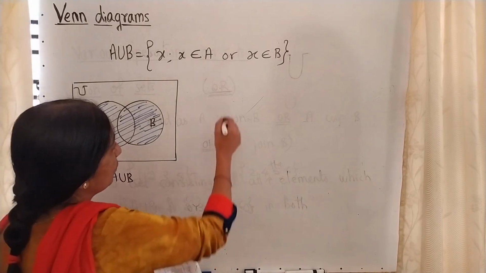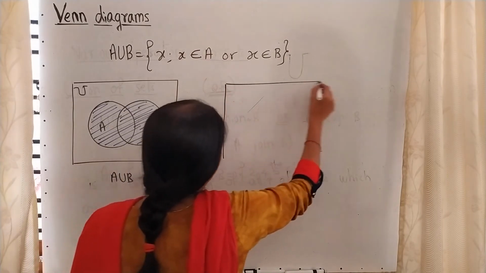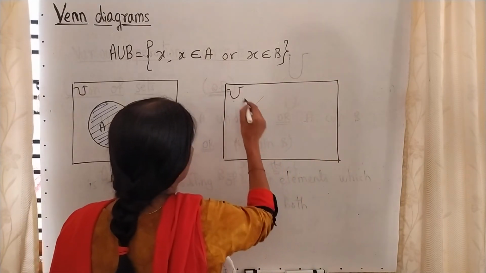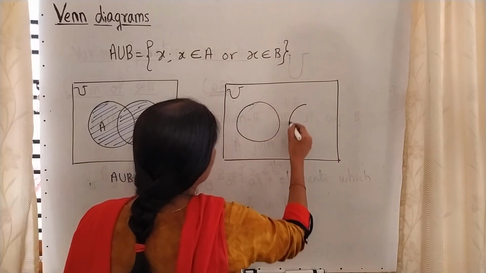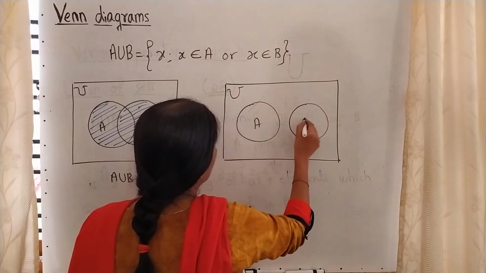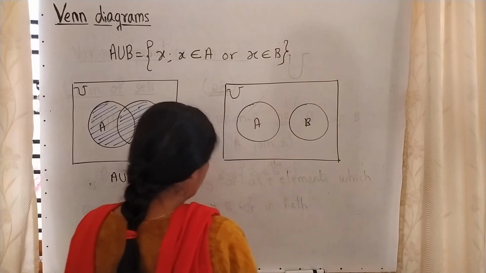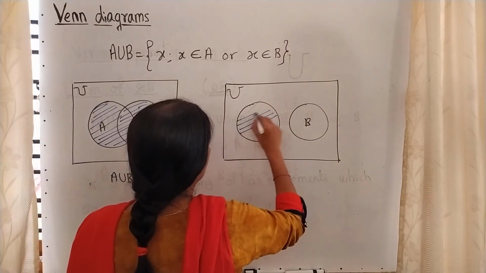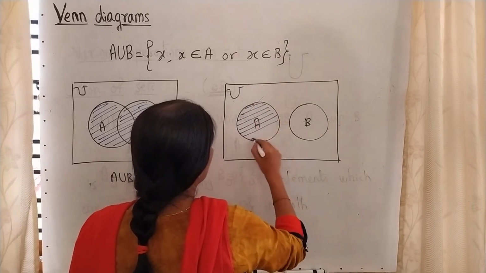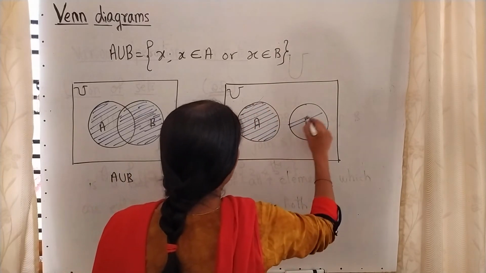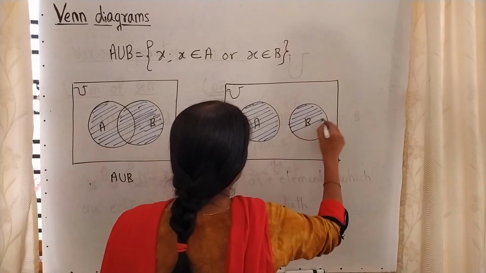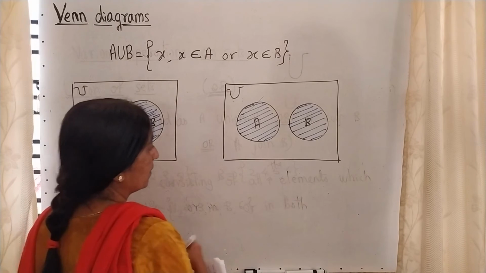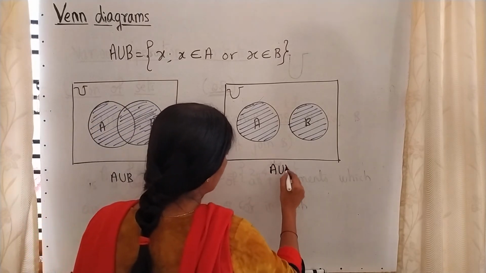Suppose the common elements are not there. This is the universal set, with set A and set B. There are no common elements. Whatever I am marking, that is the union of A and B. This is A union B.